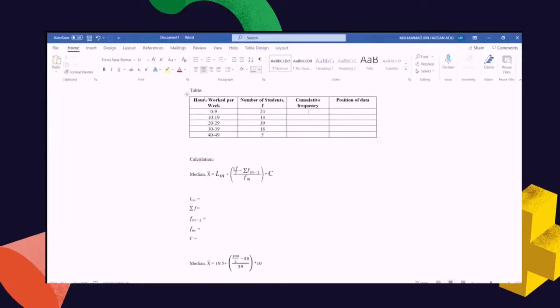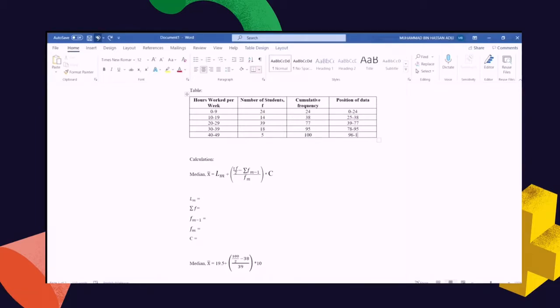Okay, now we're going to find the median. From the question, we already got these two columns. From this column, we must get these other two columns: cumulative frequency and position of data. These two pieces of information we can get based on the information given in the question.